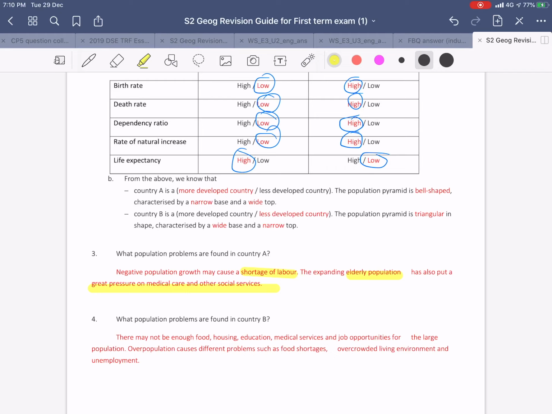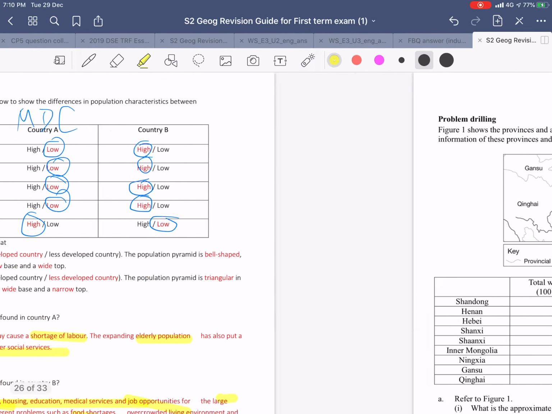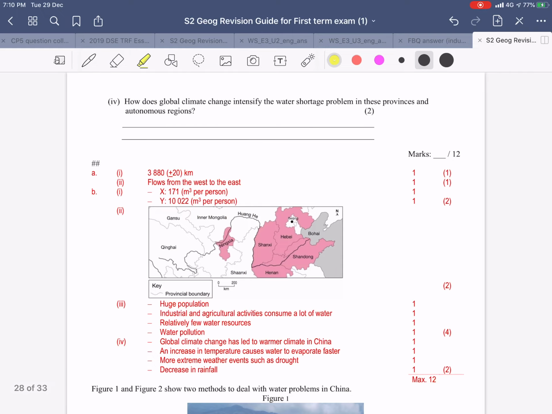Okay, how about country P? Not enough food. Okay, housing, education, medical service, and also job opportunities, because with the large population, overpopulation will occur, and then food shortage may take place.